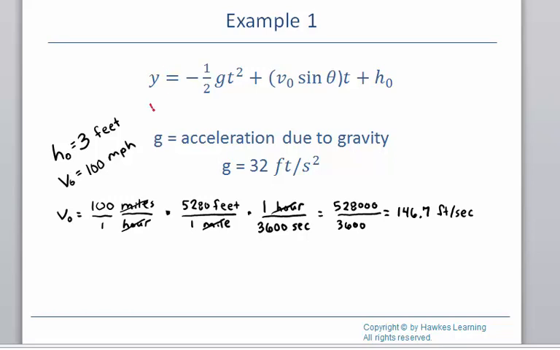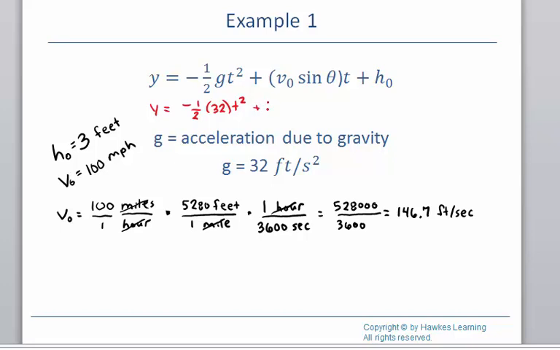All right, so I have y is equal to -1/2. I'm going to put the g value in at 32. Okay, I'm going to leave the t. T is the time, and that's going to change as this baseball moves throughout the air. So that is a changing variable. We'll leave that in.